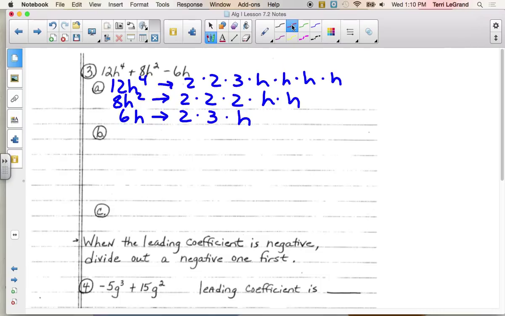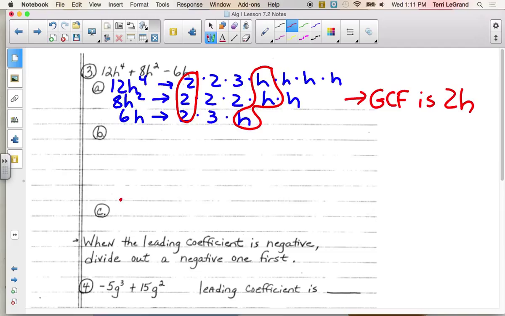Okay, what's one factor they have in common? A 2. All 3 of them have one factor of 2. Are there any other factors they have in common? All 3 of them have a factor of h. Any others? All 3 of them have to have it, don't they? A couple of them have something in common, but then the third one's missing it. So what's our GCF? 2h.